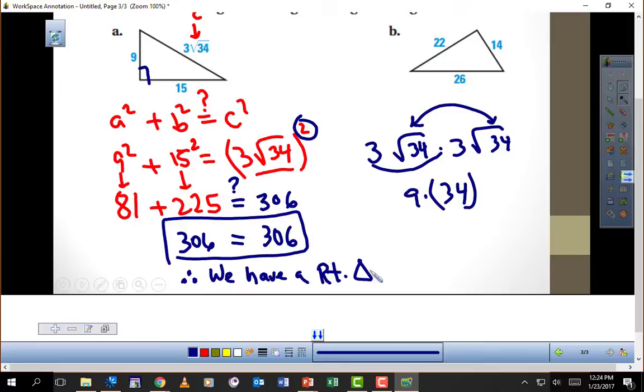So it's real easy to use this converse. It's abbreviated RT, right, left, LT, right, RT.